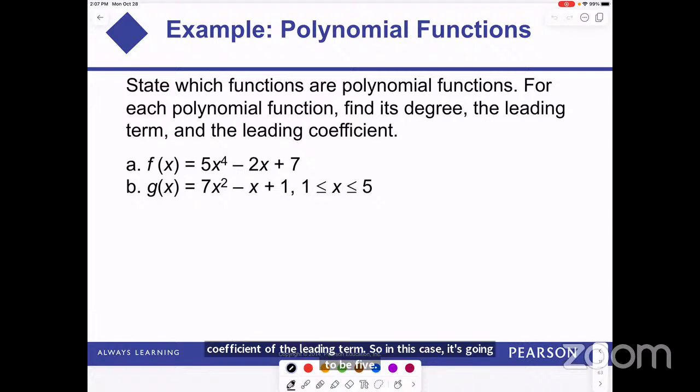And then for B, normally that would be a polynomial, but we have a restriction on the domain. So because of that restriction on the domain, that can't be the graph of a polynomial function. Okay. And I think we have all that typed up here.